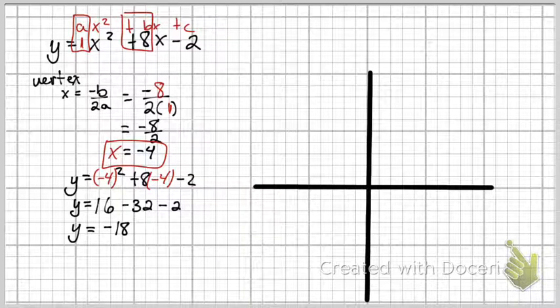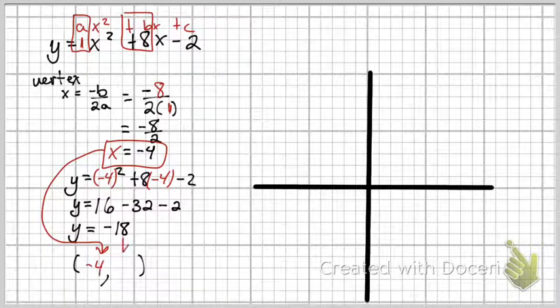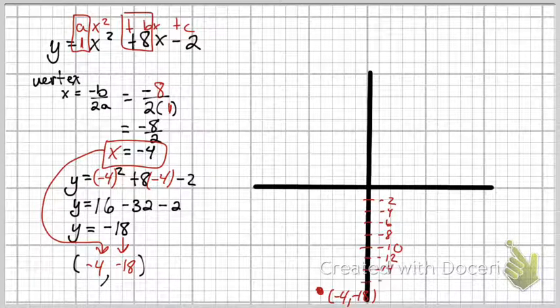So when we look at our coordinates, our x value is negative 4, and our y value is negative 18. Okay, so I'm just going to scale my axis on this one so it fits. I'm going to go negative 2, negative 4, negative 6, negative 8, and so on, all the way down the page, just so I can make sure that my graph fits.